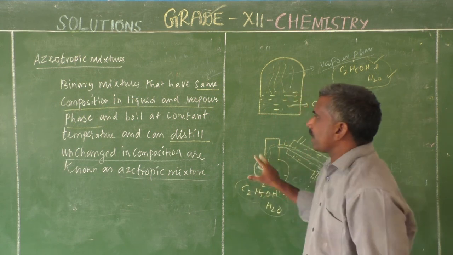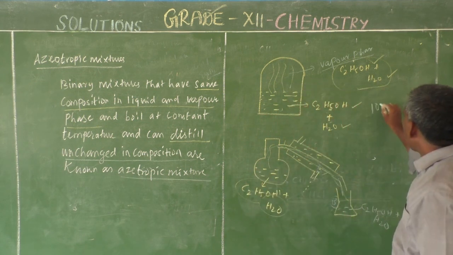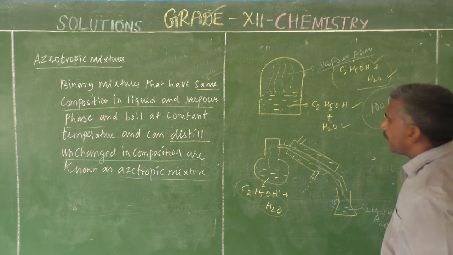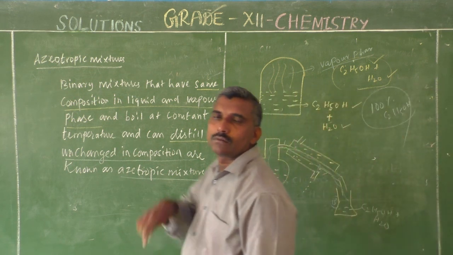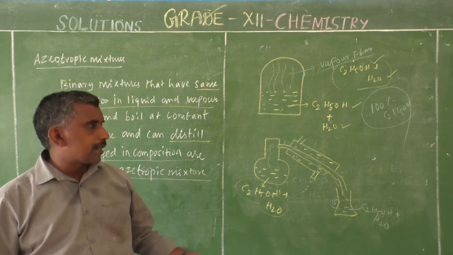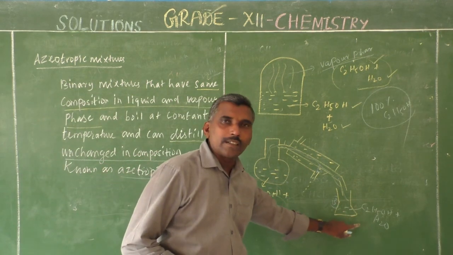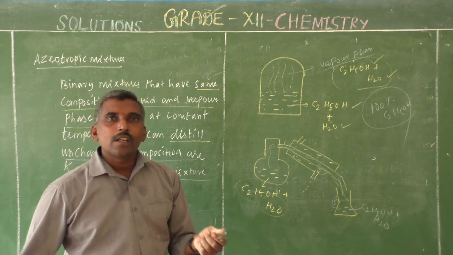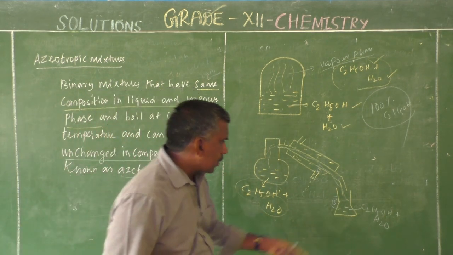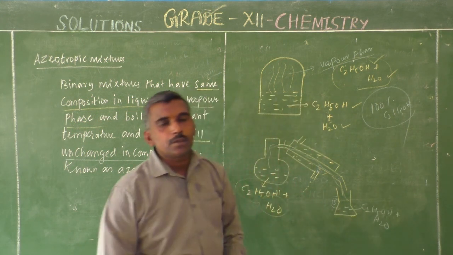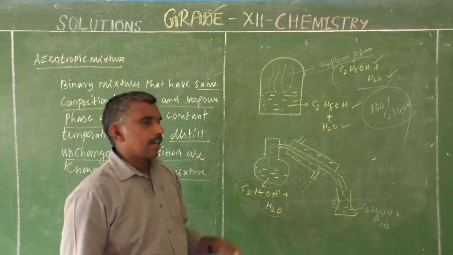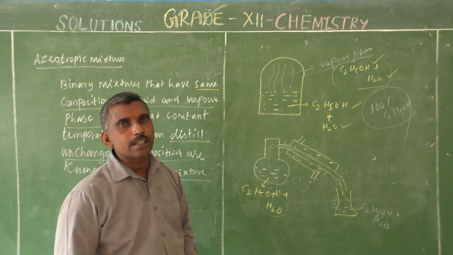So it is very difficult to prepare 100% ethanol. Preparing 100% ethanol is very difficult because ethanol plus water is an azeotropic mixture, and when distillation takes place, water also evaporates. So preparing 100% ethanol this way is impossible.